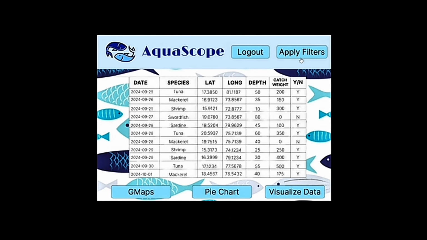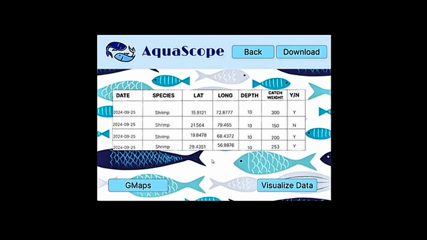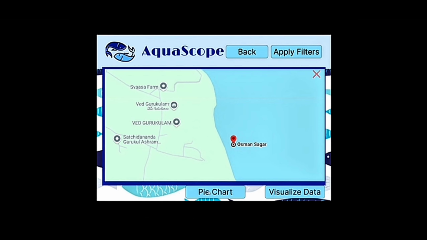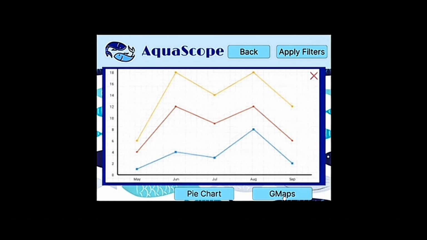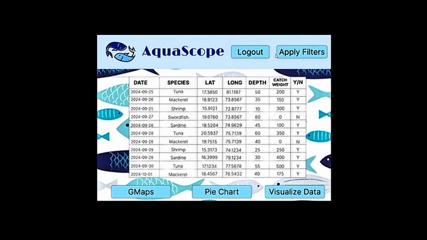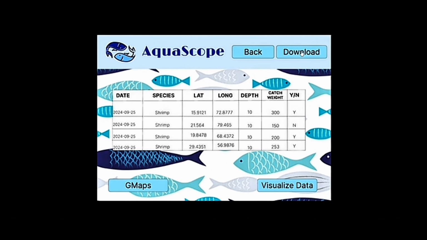He can apply a few filters like date, depth and species. Based on the filters provided, we provide a more organized table data format. This data not only provides accurate information, he can also visualize it through Google Maps, a pie chart, and also the abundance graph. And once he applies the filters, he can also download them.